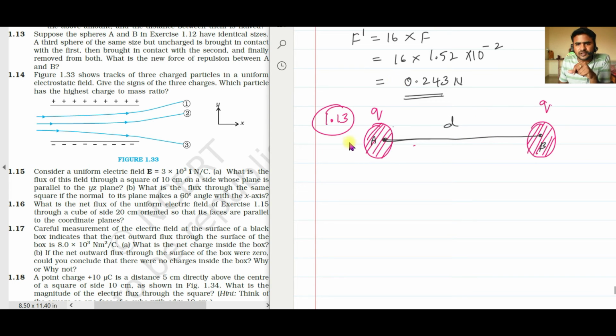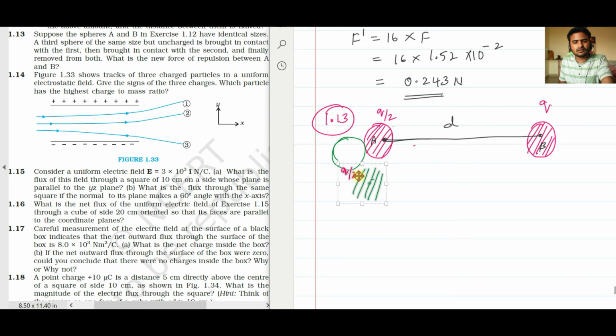Now I'll bring an uncharged sphere, which is also identical. Identical means exactly similar to this, same radius. So now when I touch this uncharged sphere to this, charge q will get equally distributed between these two. It will become q by 2 here and q by 2 here. Initially this sphere was not charged, now it has got a charge of q by 2.